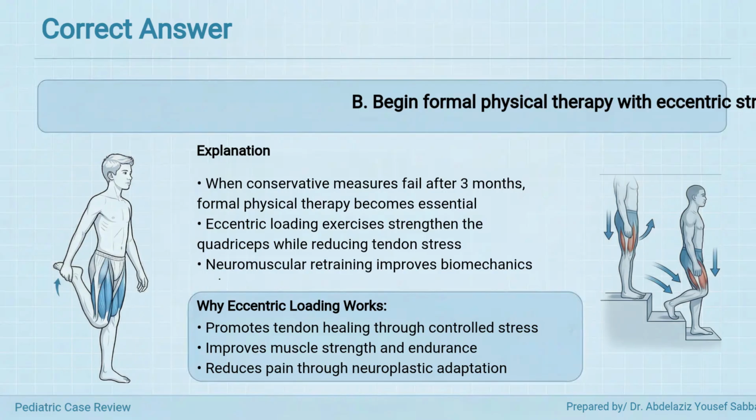When conservative measures fail after 3 months, formal physical therapy becomes the essential next step. Eccentric loading exercises are specifically designed to strengthen the quadriceps while simultaneously reducing patellar tendon stress.